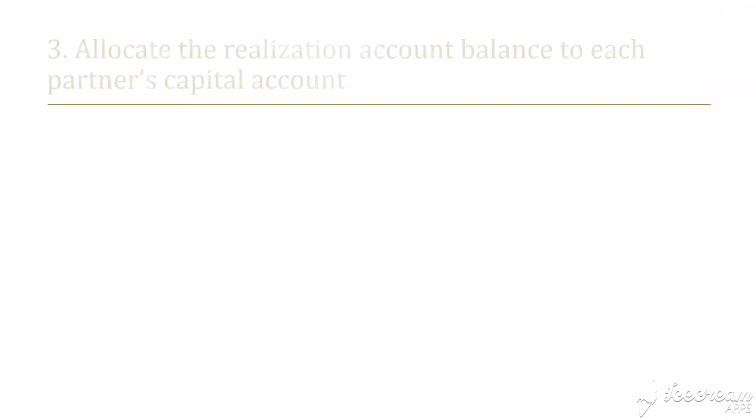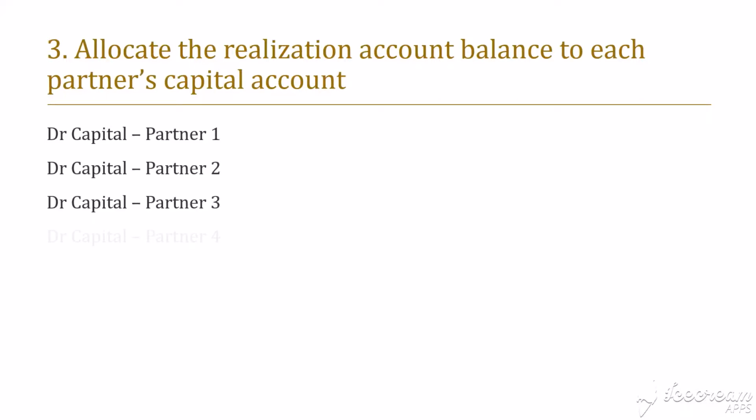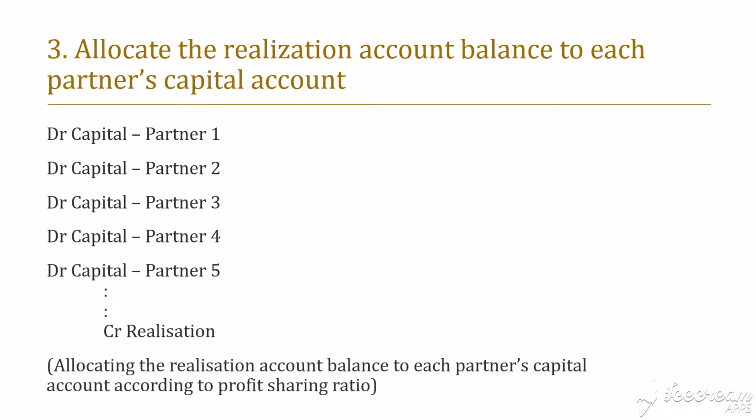Since the book value of the assets and liabilities is often different from the fair market value, the realization account will arrive at a balance after recording the journal entries for step 1 and step 2. Step 3 is to allocate this balance to each partner's capital account according to their profit sharing ratio. The journal entry is as follows. Usually, the realization account will end up with a debit balance, unless the partnership somehow managed to sell off all assets above book value and pay off all liabilities below book value.